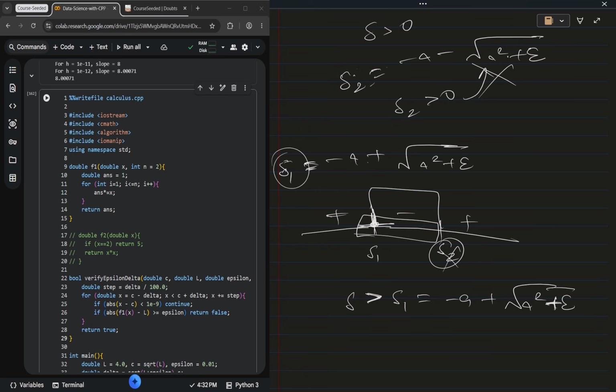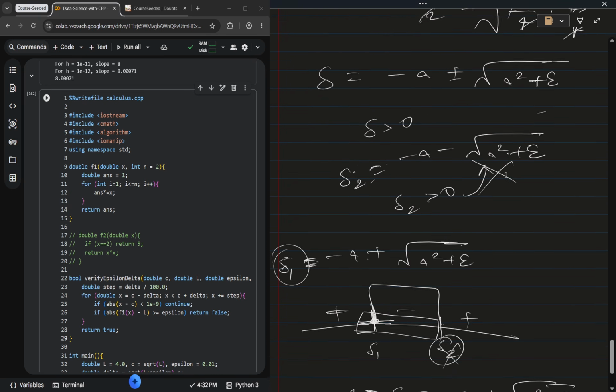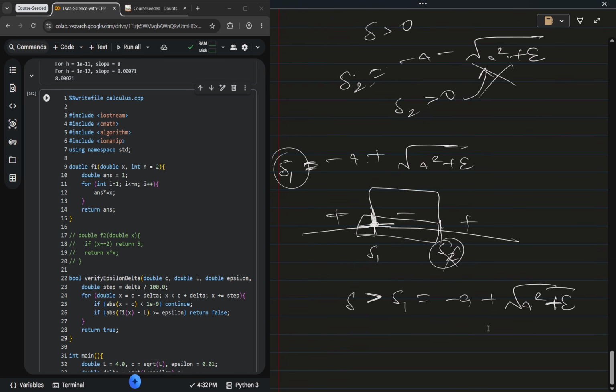Wait, is it greater than or less than? Let me just check over here. We have less than equals to 0, and we have this minus sign. So basically delta is greater than this, not less than. Basically this from here to here. So what you can write is delta 2 less than delta less than equals to delta 1.